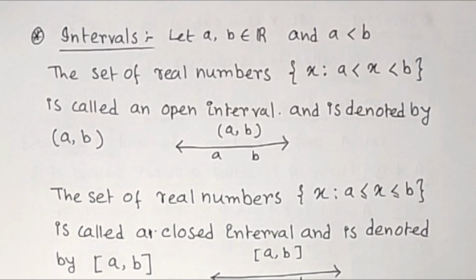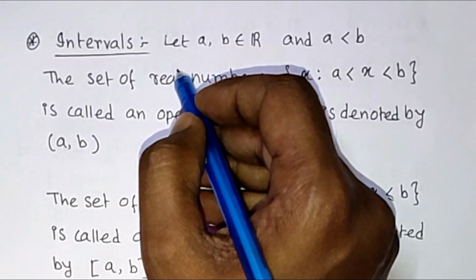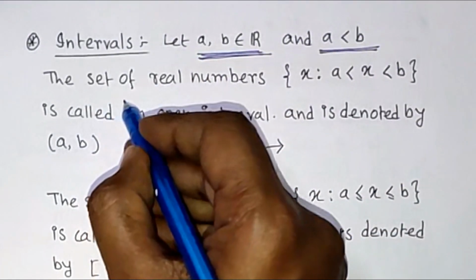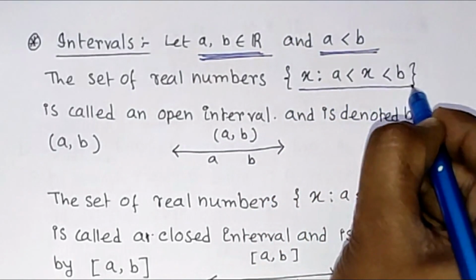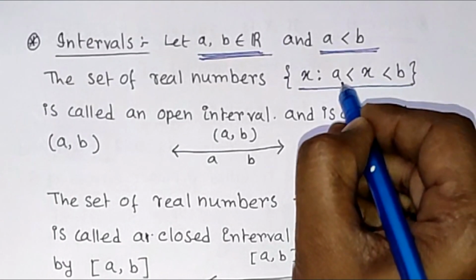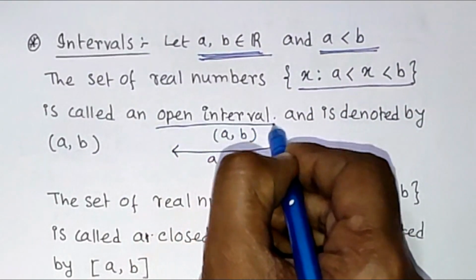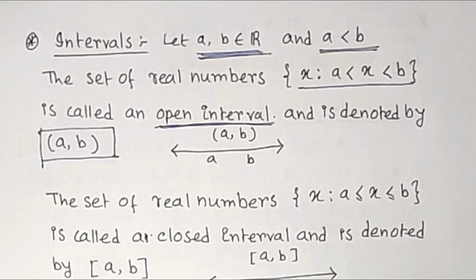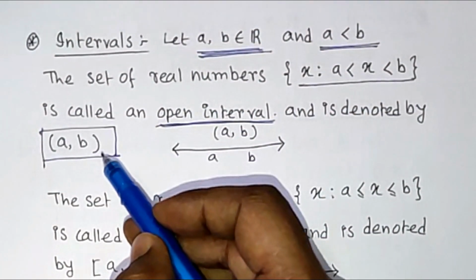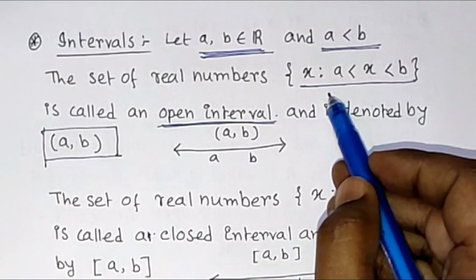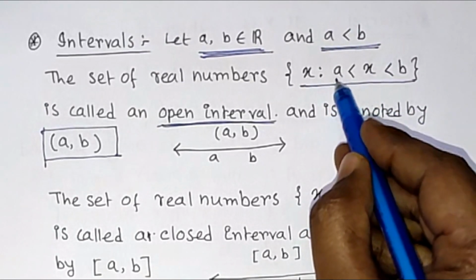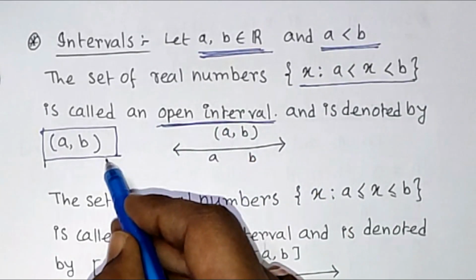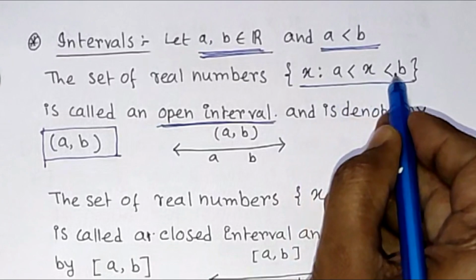We discuss the concept of intervals. Intervals are also subsets of real numbers. Let a and b be two real numbers and a less than b. The set of real numbers x such that a less than x less than b, strictly less than, is called an open interval, and it is denoted as (a, b) in first bracket. So for all the elements which belong to this set, that is a less than x less than b, they are also elements of the open interval. Look here, a and b are excluded.